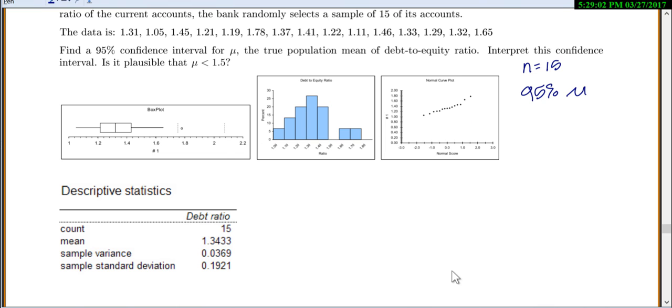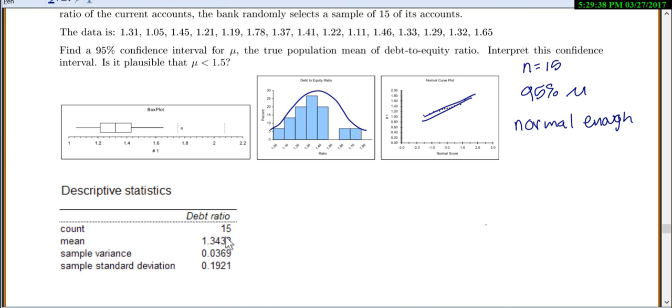graphs, and I want to say, does this seem normal? You can look at box plots to see if it's roughly symmetric. You can look at the histogram. Now, this isn't exactly normal, but it's not really that far off. It's kind of close to the curve, and the normal quantile plot is actually the easiest way to tell, even better than histograms, and that looks like a fairly straight line. So I would say this one is normal enough. It's not exactly normal, but that's okay. It's normal enough.